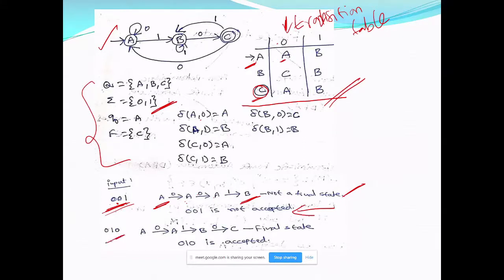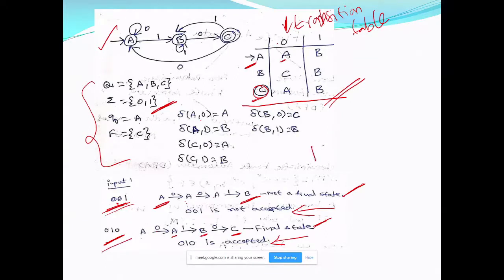Now let me check for another string: 0, 1, 0. So A on 0 is A, on 1 is B, your second input symbol. Then from B, the third symbol, it will go to C. Now C is a final state, and when your DFA ends in one of the final states, and here only one final state is there, but there may be more than one, then the input string is accepted, and hence your 0, 1, 0 is accepted.